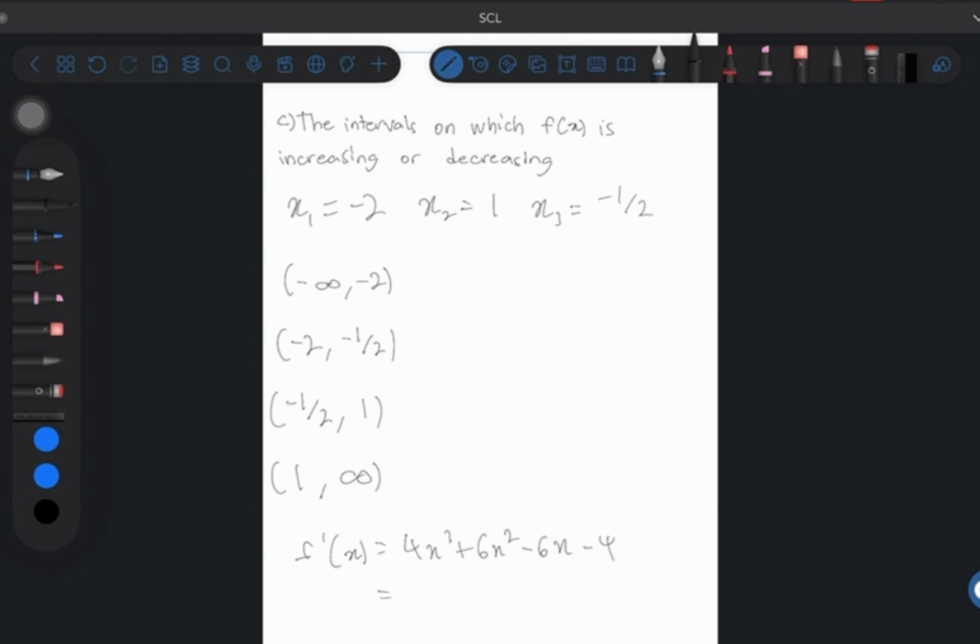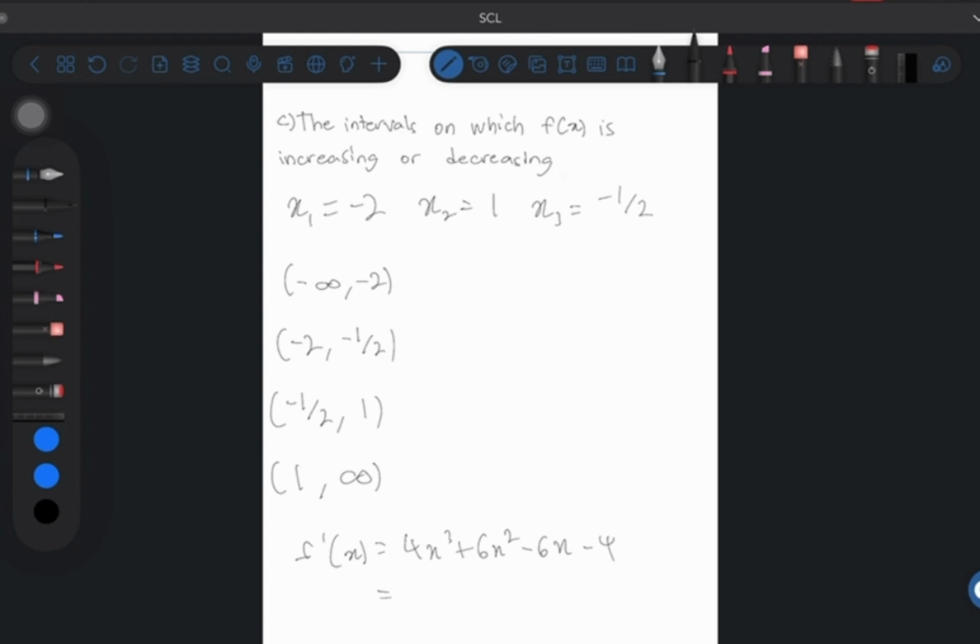So we are going to test. For each interval, the value that we take must be within the range of the interval. For example, in the interval -infinity to -2, the value we can take is like -3, -4, -5, -6, and so on. We cannot take -1 because it exceeds the given range.